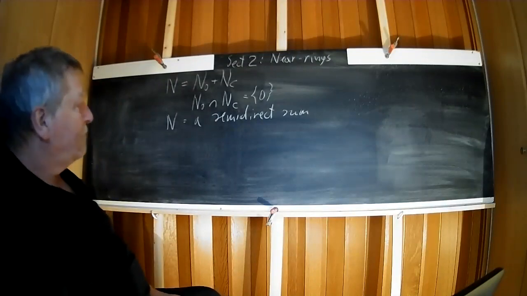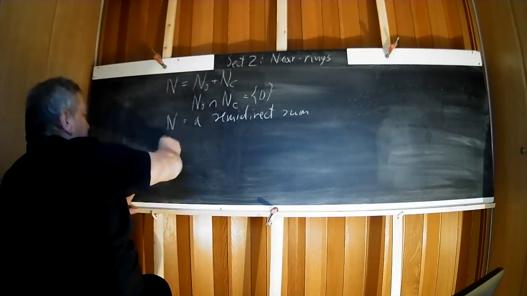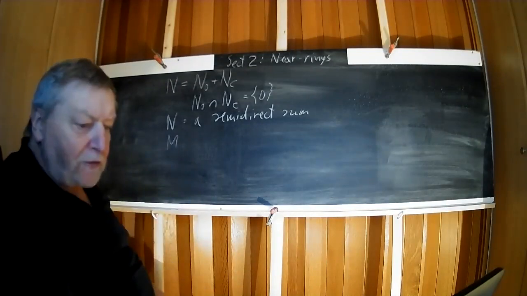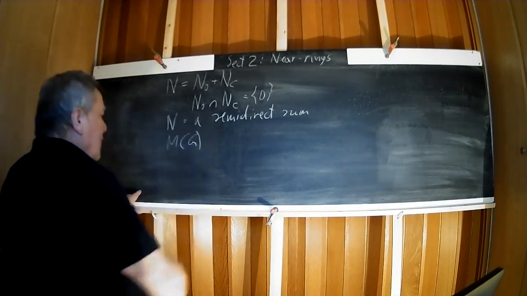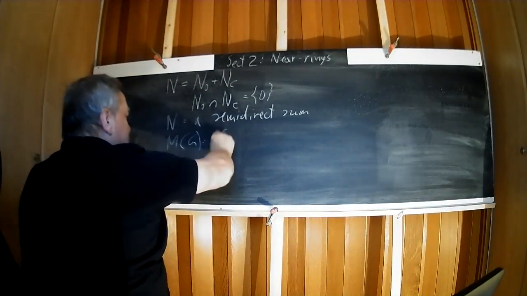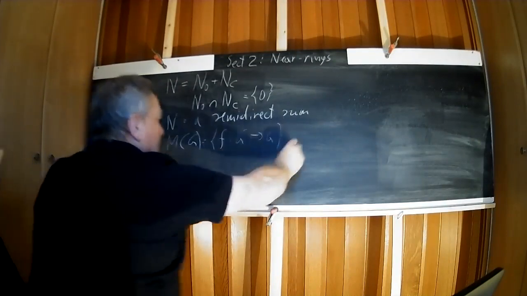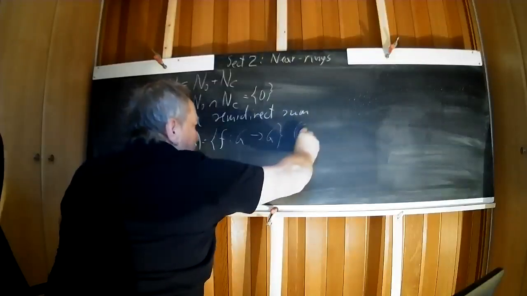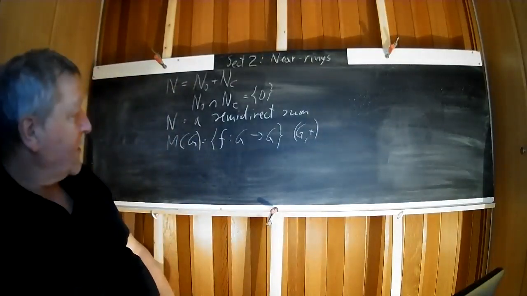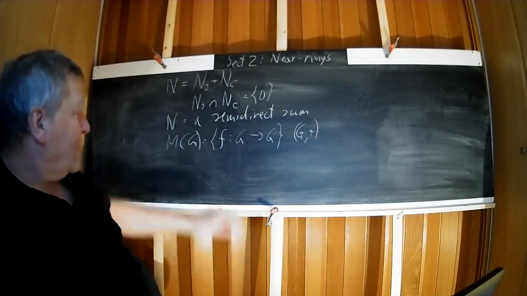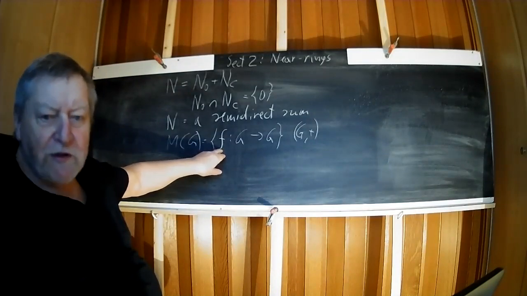The most common example of a nearing is the nearing of the set of all mappings from a group G into itself. Again, this is the set of all functions f going from G to G. And here we write G plus, a group additively written, not necessarily abelian. The addition of functions is the pointwise addition, and the multiplication is the composition of functions.